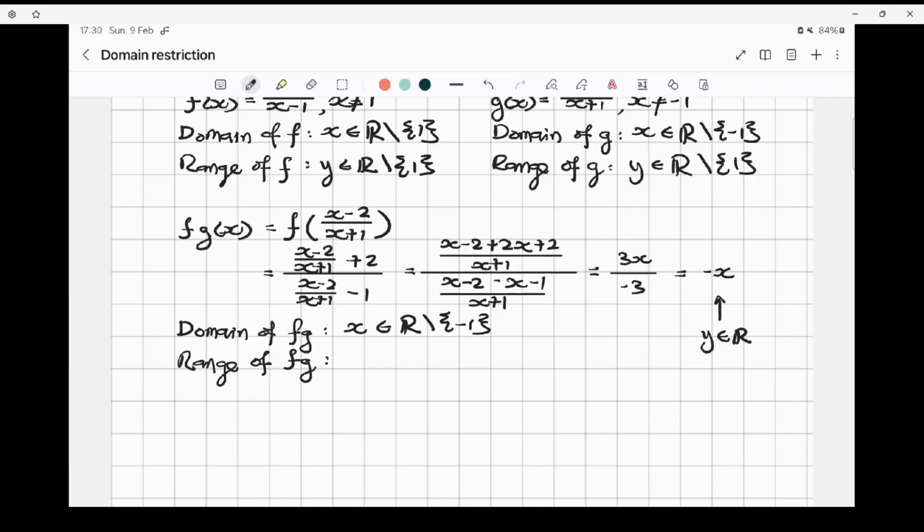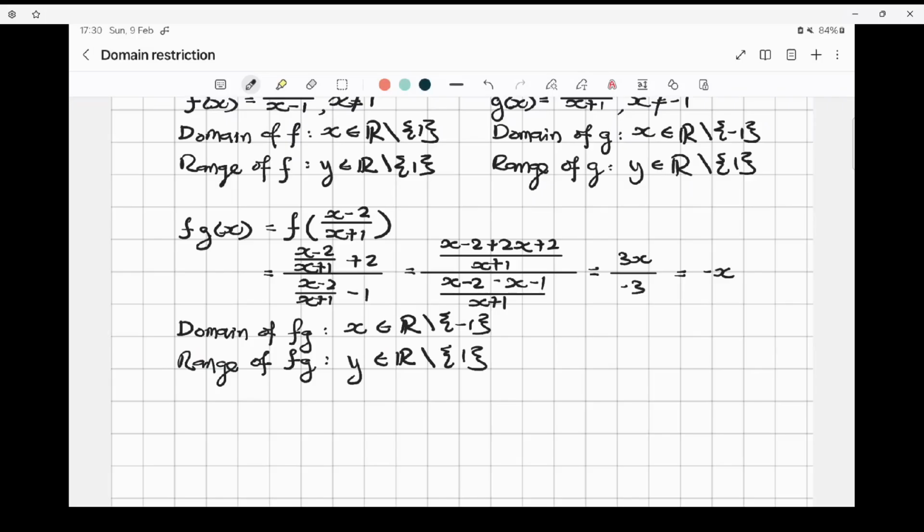So in this particular example, because the range of g is exactly the same as the domain of f, in this case, we know for sure that the range of fg is equal to the range of f, which is this. So remember, when the range of the first function is equal to the domain of the second function, you can just follow the range of the second function. So you need to be careful in this particular case.